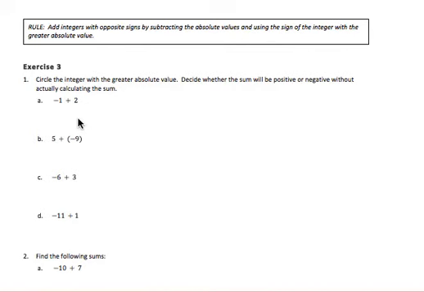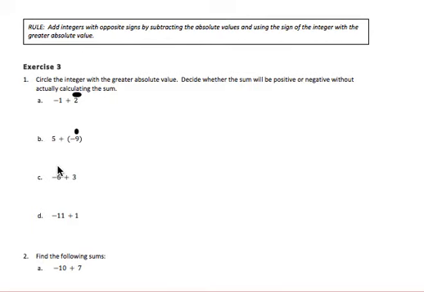Nevertheless, in exercise 3, we are going to circle the integer with the greater absolute value and decide whether the sum will be positive or negative without actually calculating the sum. So when we look at A, we can see that 2 is the larger number, and that means that our sum is going to be positive. 9 in part B is the number with the greater absolute value, so our answer in B will be negative.